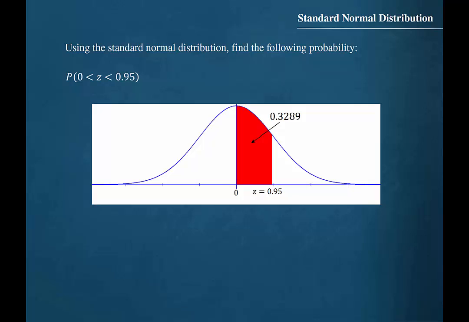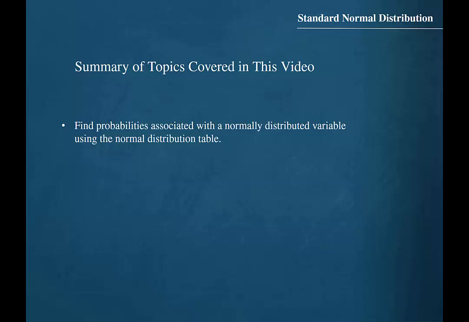So the area that we are looking for is 0.3289. In probability notation, we would write the probability that z is between 0 and 0.95 is equal to 0.8289 minus 0.5, which is equal to 0.3289. In this video, we learned how to find probabilities associated with a normally distributed variable using the normal distribution table.